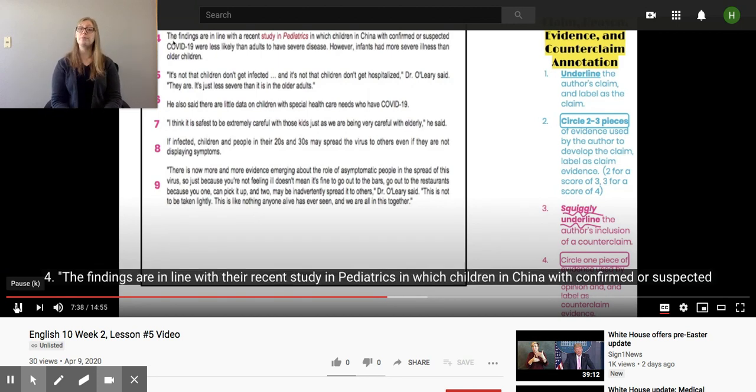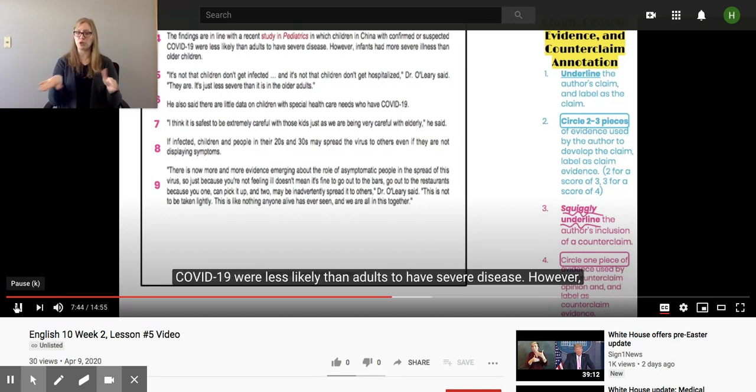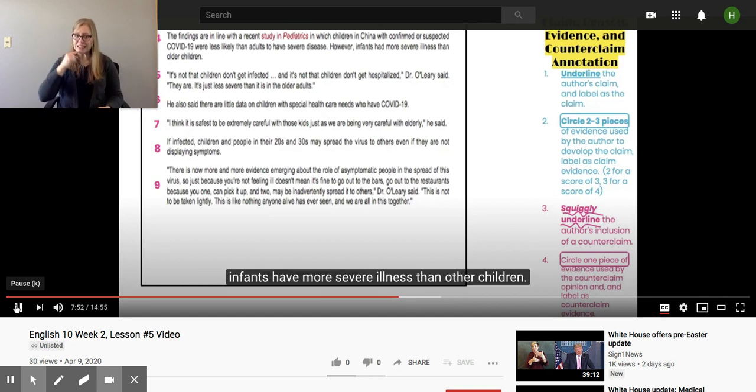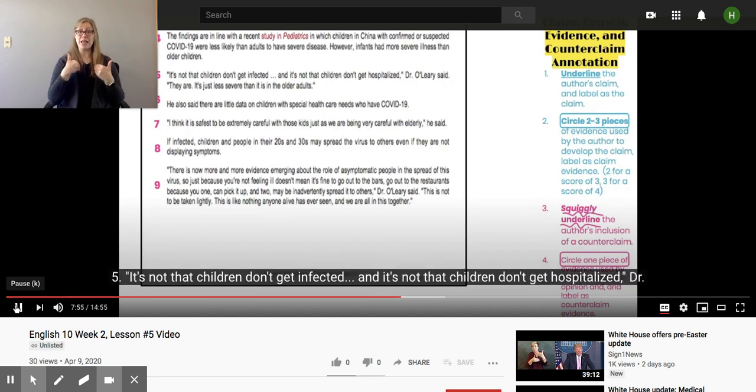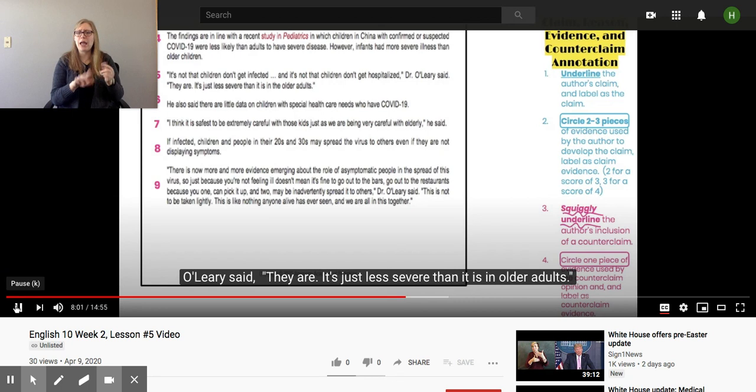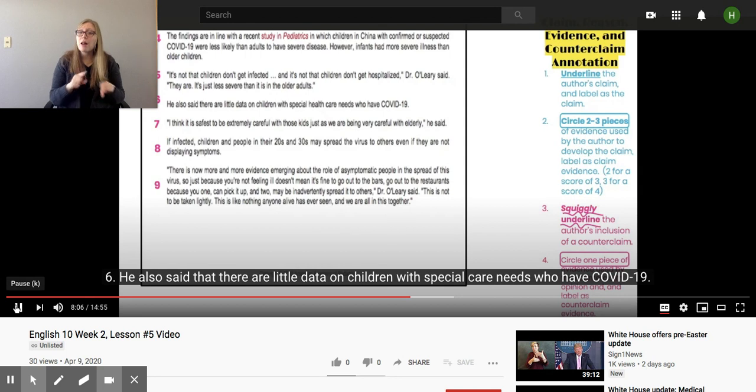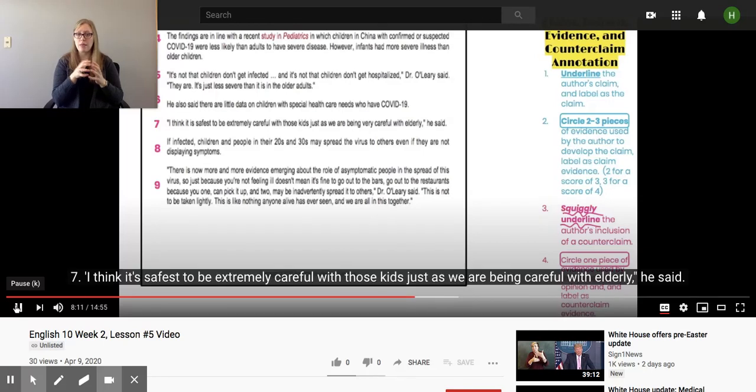The findings are in line with a recent study in Pediatrics in which children in China with confirmed or suspected COVID-19 were less likely than adults to have severe disease. However, infants had more severe illness than other children. It's not that children don't get infected, and it's not that children don't get hospitalized, Dr. O'Leary said. They are. It's just less severe than it is in older adults. He also said that there are little data on children with special care needs who have COVID-19. I think it's safest to be extremely careful with those kids just as we are being careful with elderly, he said.